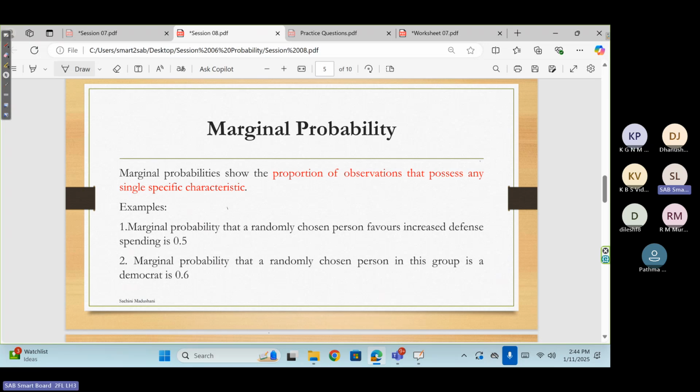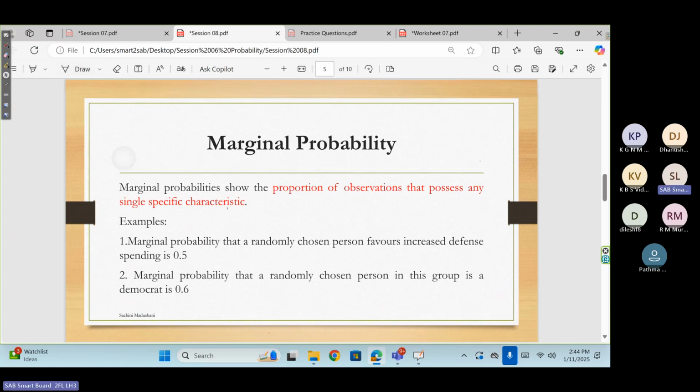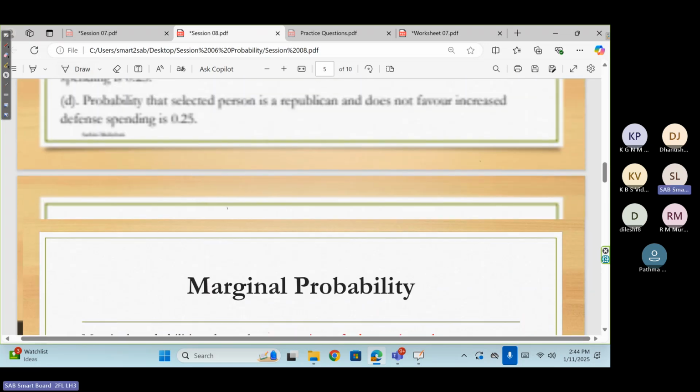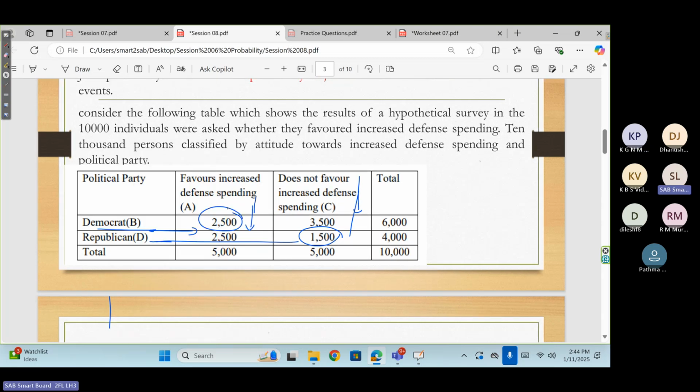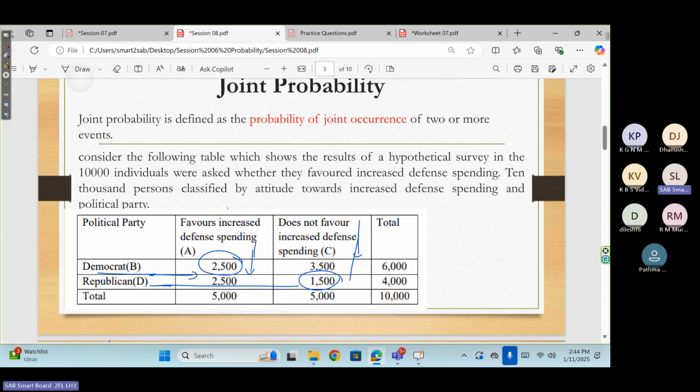Okay? If they just favor increased defense spending, then we look at how many favor increased defense spending. How many? 5,000. This statement only discusses their attitude. Then the attitude is favors increased defense spending. It's clear? Okay, then how many? 5,000. The probability value is 5,000 over 10,000.